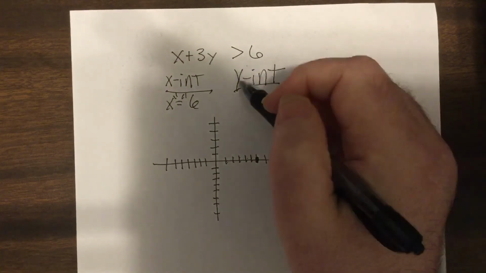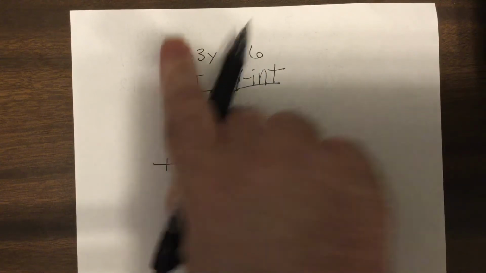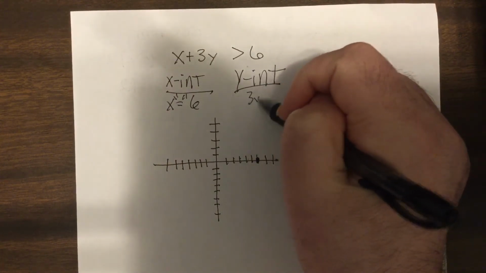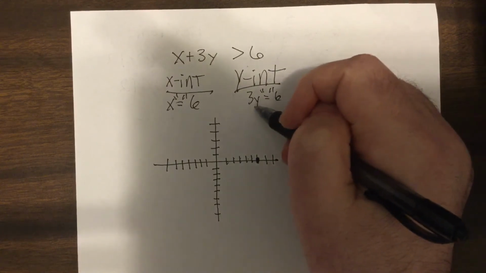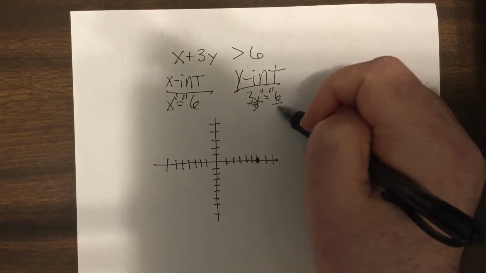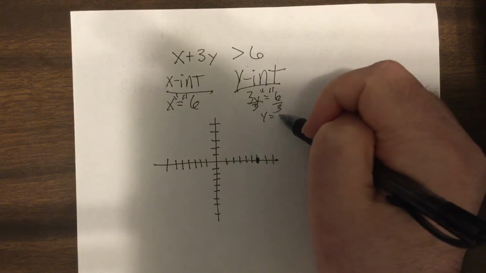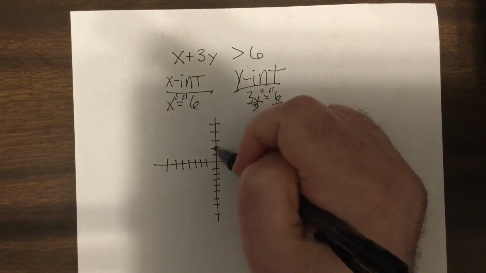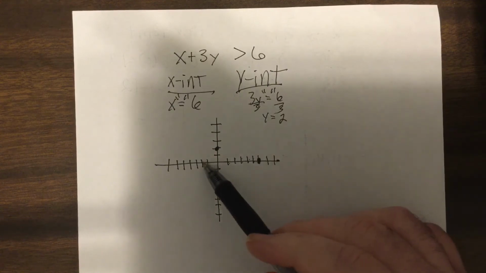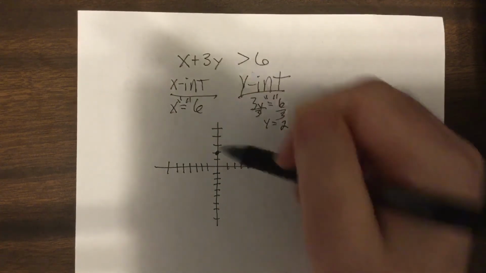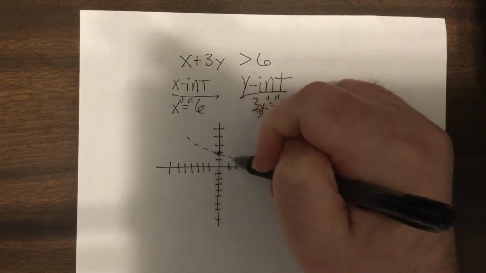Now let's find the y-intercept. We put 0 in for x. So you have 3y equals 6. Now again, it's not really equals, but that's all we need to do to find the boundary. So it's y equals 2. So put a dot at 2. Now, do I connect it with a solid line or a dashed? Well, there's no equals, so it would be dashed.